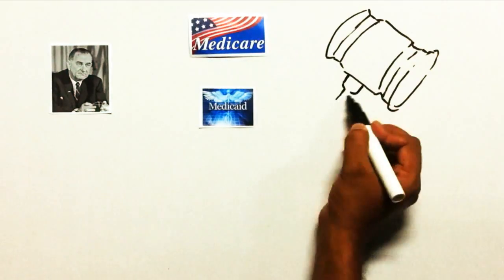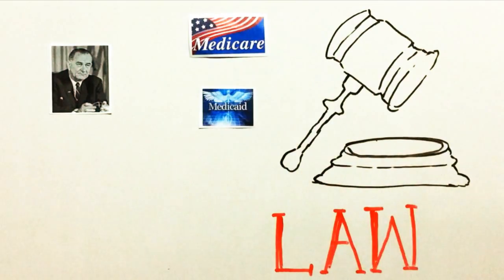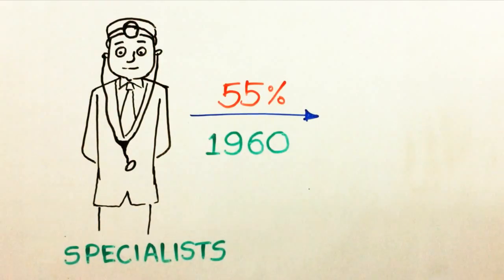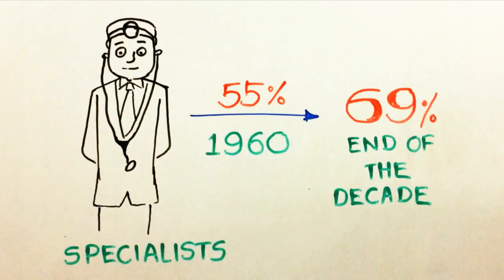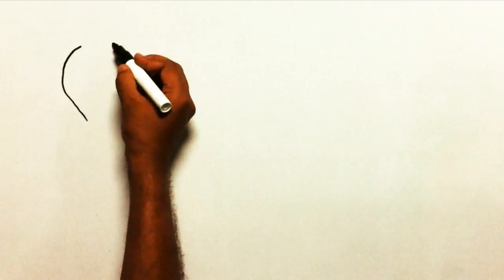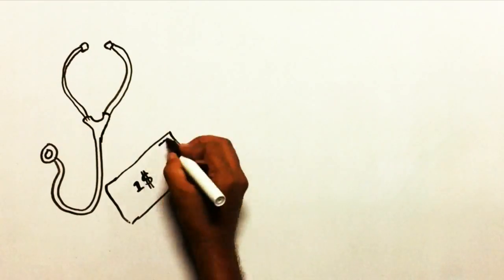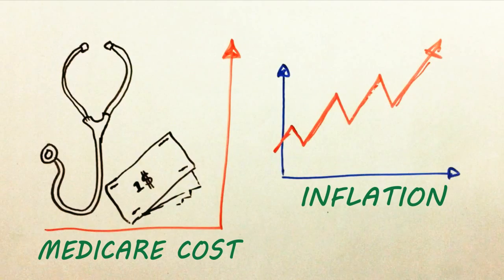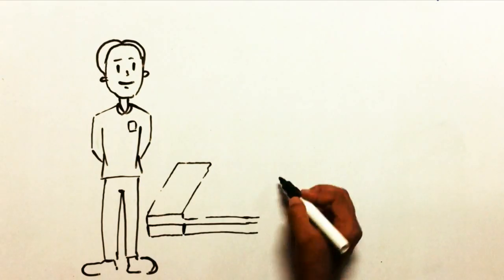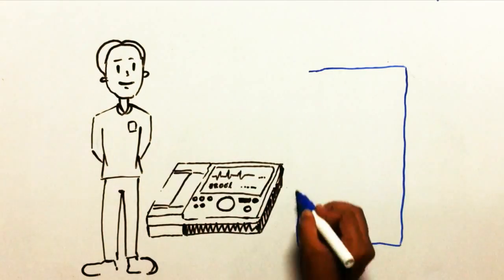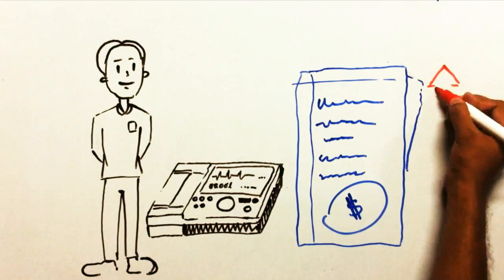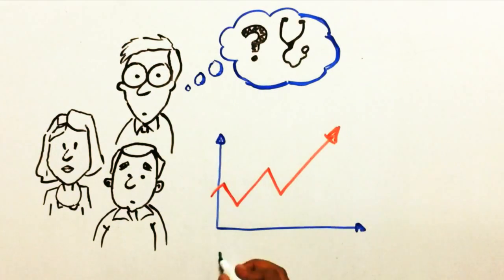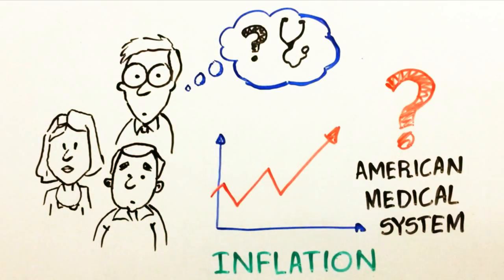President Lyndon Johnson signs Medicare and Medicaid into law. The number of doctors calling themselves specialists grows from 55% in 1960 to 69% by the end of the decade. By the 1970s, healthcare costs are escalating rapidly, partially due to higher than predicted Medicare costs, along with rapidly rising inflation. People are living longer with the greater use of technology, more medication, and a growing list of expensive, cutting-edge treatments. People start to question if the American medical system can sustain itself with the rising costs.